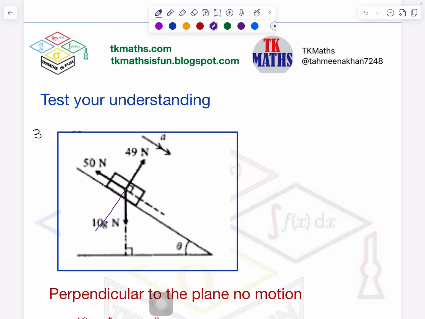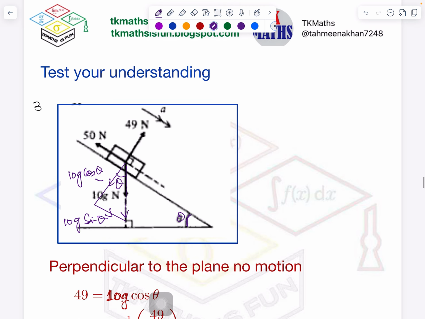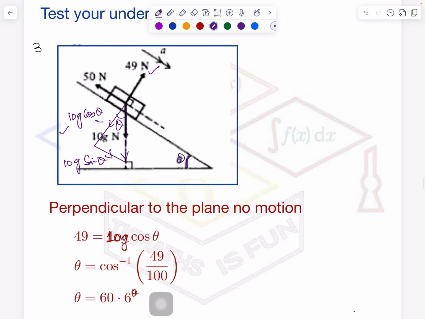You will resolve this force perpendicular to the plane and parallel to the plane. This will be theta because this angle is theta. This is 10g cos theta. This is 10g sin theta. Now perpendicular to the plane there is no motion happening. So you can say 49 is equal to 10g cos theta. So you get the value of theta from here, right?